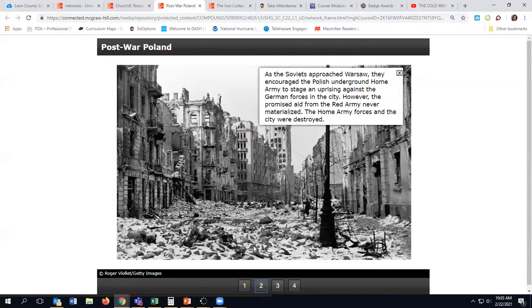As the Soviets approached Warsaw, they encouraged the Polish underground home army to stage an uprising against the German forces in the city. However, the promised aid from the Red Army never materialized. The home army forces in the city were completely destroyed.